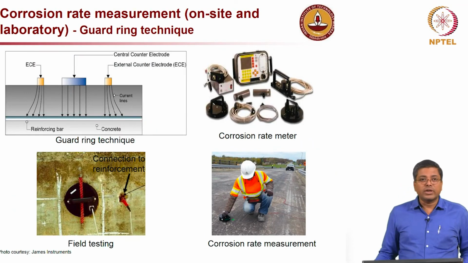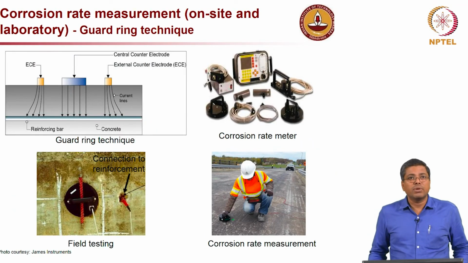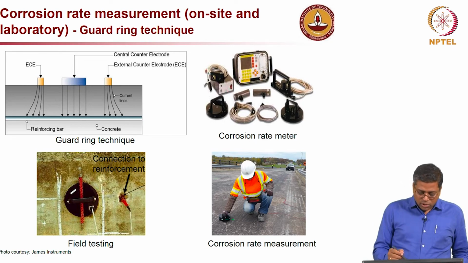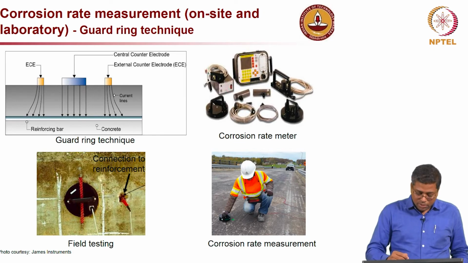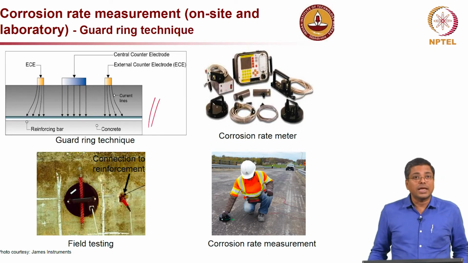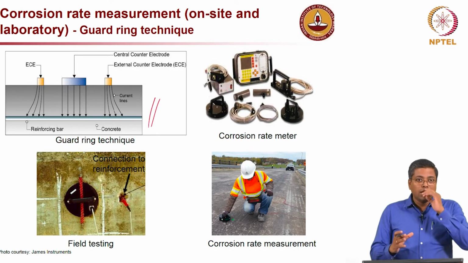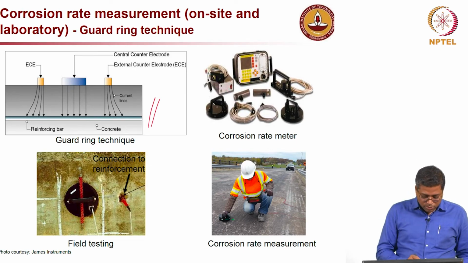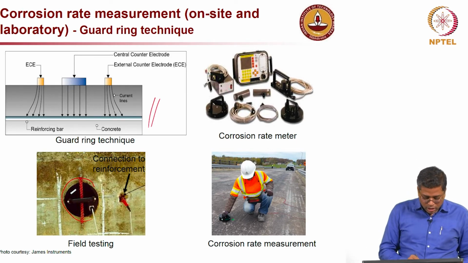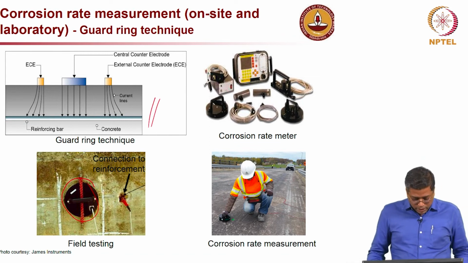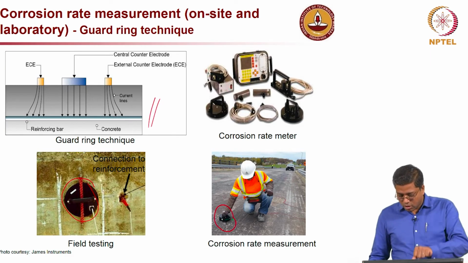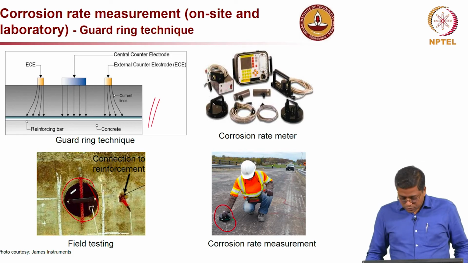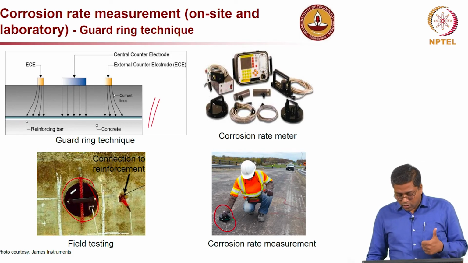These are some of the techniques available to determine the corrosion rate, and most of the available instruments are based on the guard ring technique, where the area of measurement is confined. As you see in the bottom picture, there is a circular electrode, and the person on the bottom right is putting a similar electrode on the road surface, and then you take the measurement.